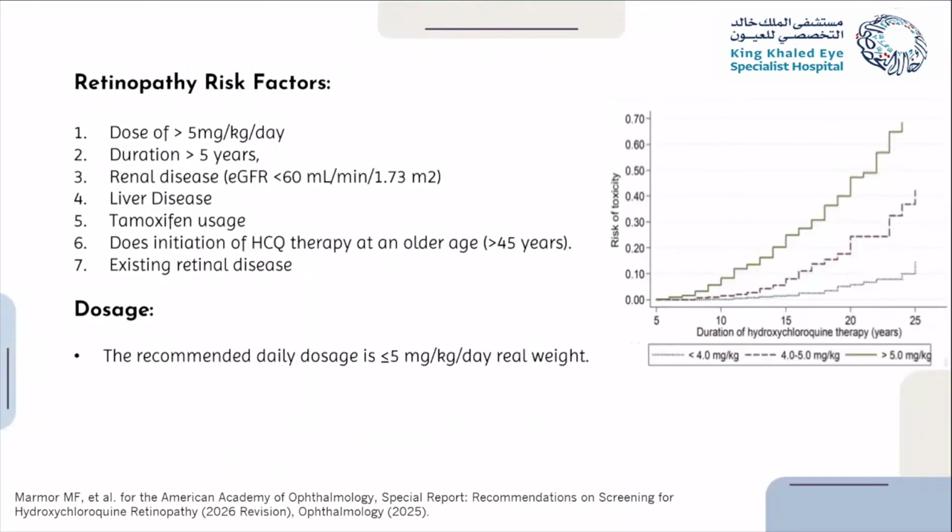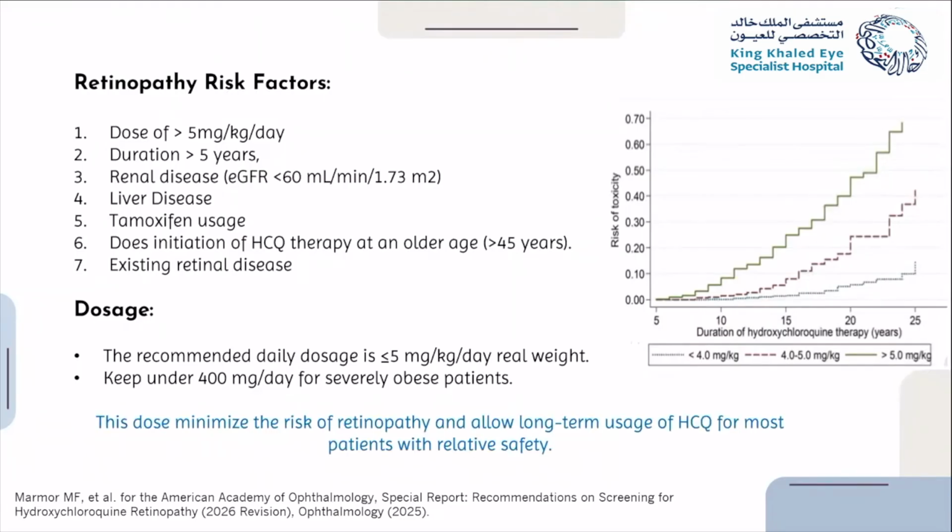The recommended dose of hydroxychloroquine is less than 5 milligram per kg per day using the actual body weight. We have to cap it at 400 milligram per day in obese patients. So to minimize the risk of retinopathy, we have to use the recommended dose, and it will allow us to use it for a long period of time.